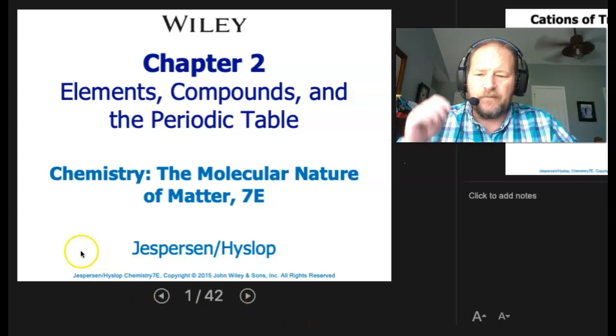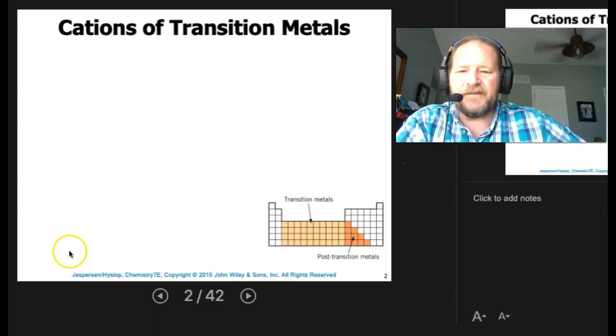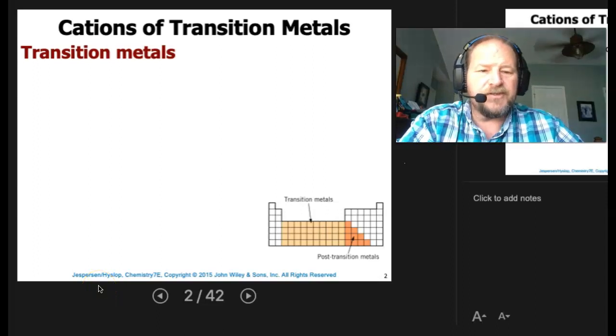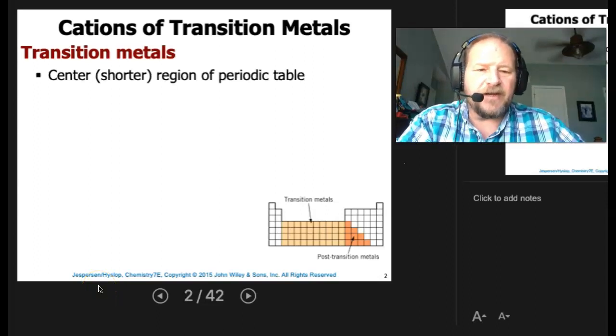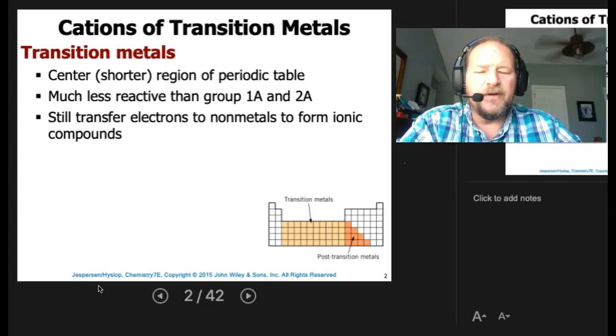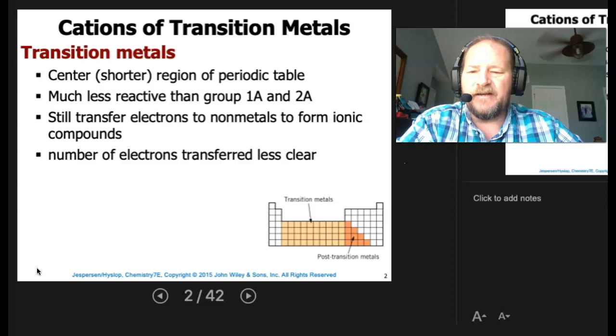So segment 4 of chapter 2. We left off talking about the cations of transition elements. All right, so transition metals, again, we're in the center of the periodic table. They're much less reactive than groups 1 and 2. They still transfer electrons, though, to the nonmetals to form their ionic compounds. That's still what's going on with that.